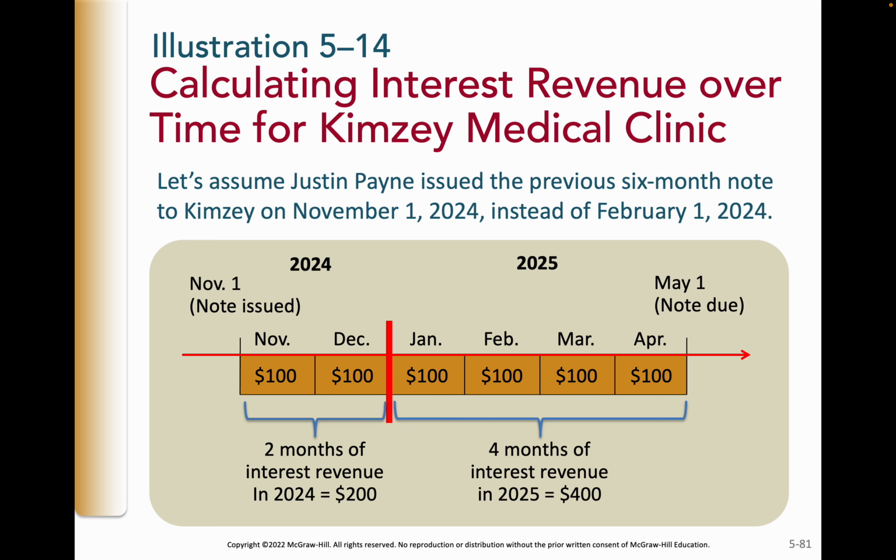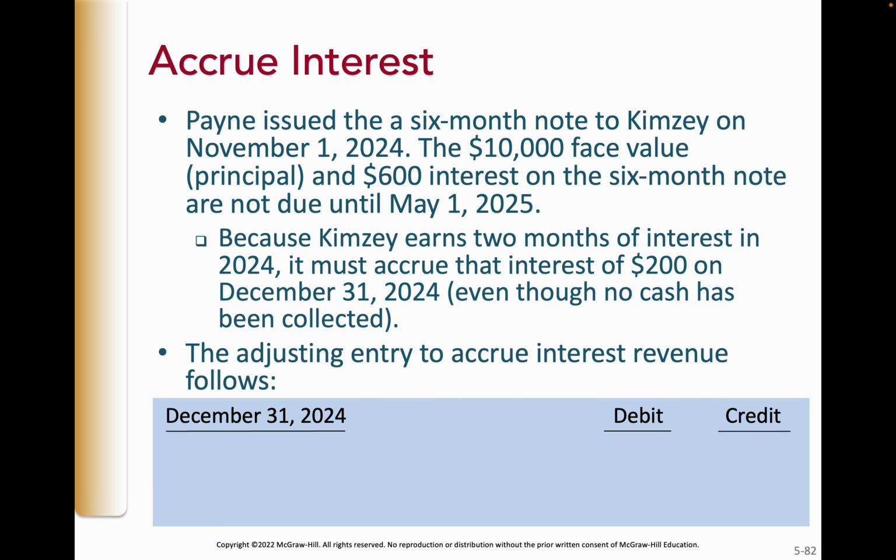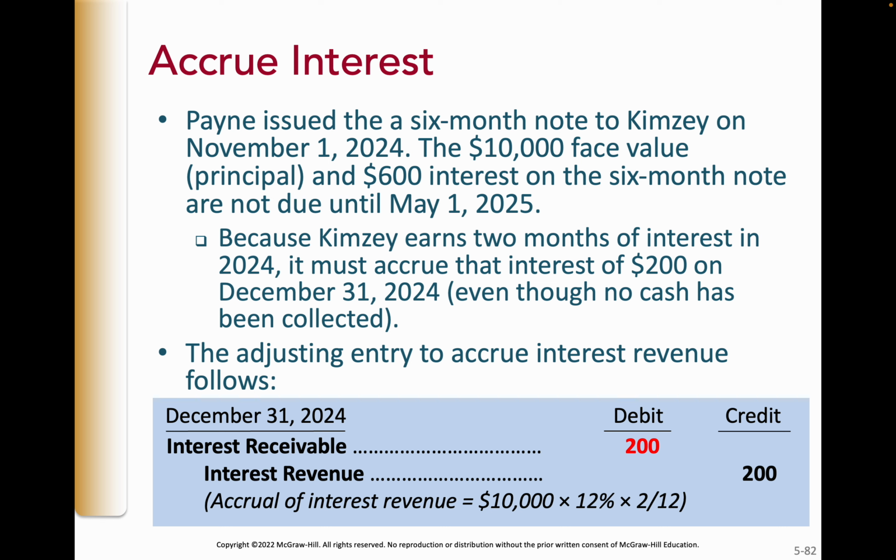So what they will do is record an adjusting entry to an account called interest receivable: debit interest receivable, and credit interest revenue for $200. And that's at December 31, 2024. That's if the note was issued on November 1.